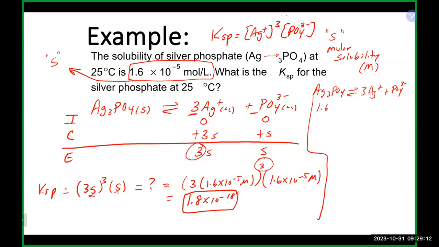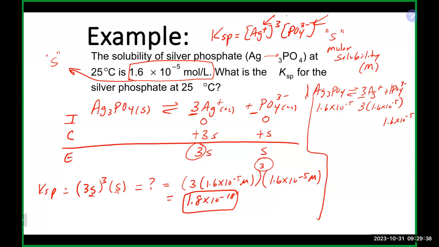We know that this is 1.6 times 10 to the minus 5. As we talked about, it's a 1 to 3 relationship, right? So you can take that for the silver, and it's a 1 to 1 relationship, which means this guy would just be the same concentration. And then you could go technically directly into this, and it's basically the same thing as the ice table, if you understand the concentrations and how they work when they break apart into ions.